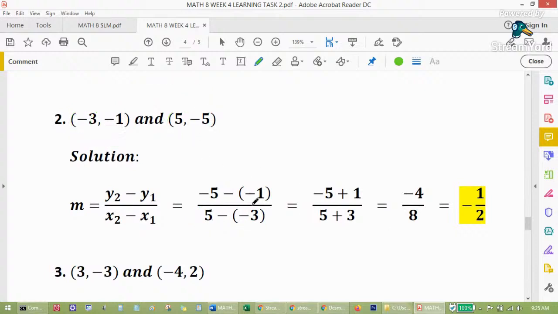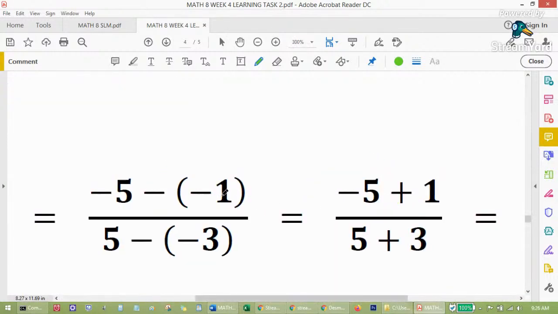Okay, and then, this is negative times negative. So, itong negative 5 is negative 5 pa din. Itong negative na 'to, negative times negative, so itong this is magiging positive 1. So, ito ay magiging positive 1. And then, ganun din, no? Positive 5, positive 5. Negative times negative 3 is magiging positive 3.